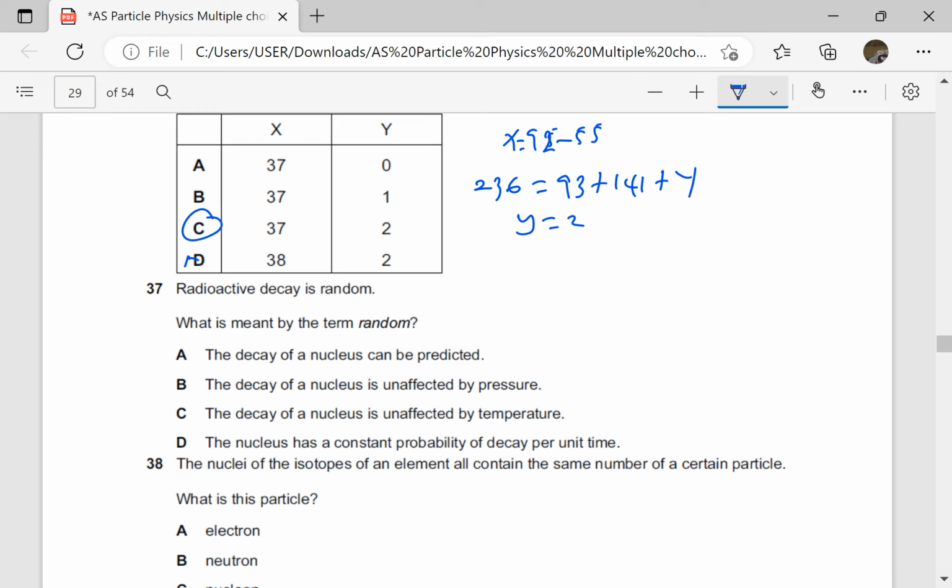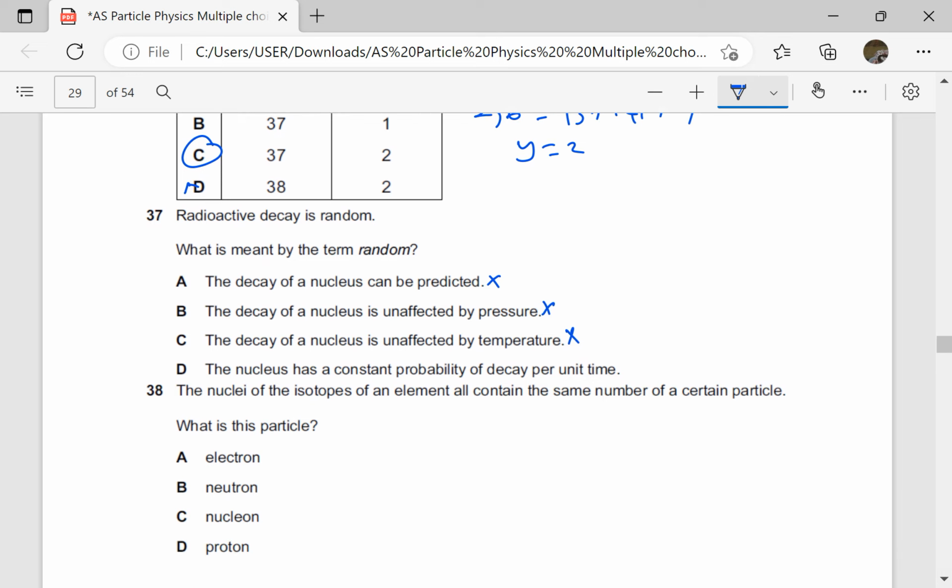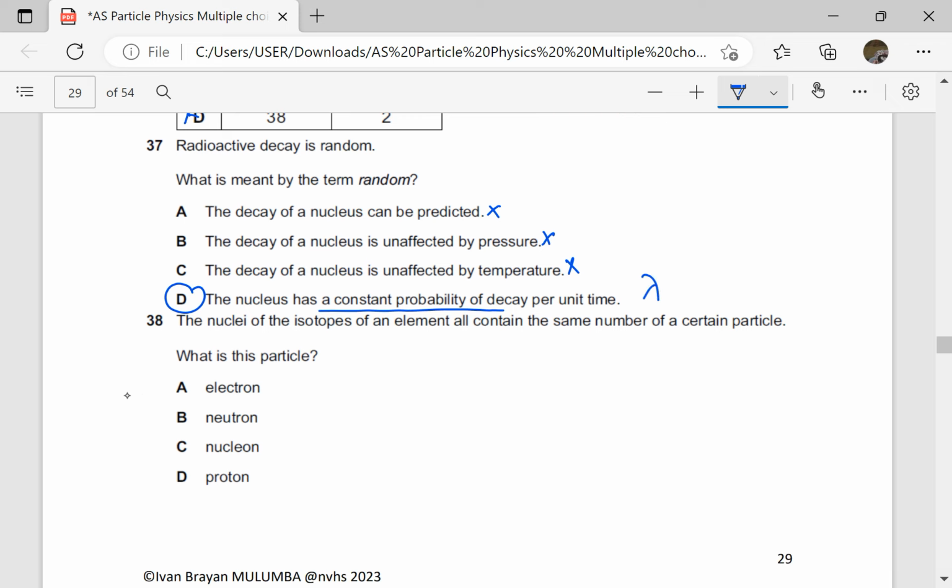So the decay of a nucleus can be predicted. That's not true. The decay of a nucleus is unaffected by pressure. That one is spontaneous. The decay of a nucleus is unaffected by temperature. That is spontaneous. The nucleus has a constant probability of decay per time, that is, it has a constant decay constant. That is lambda. Constant probability of decay per time is the decay constant.